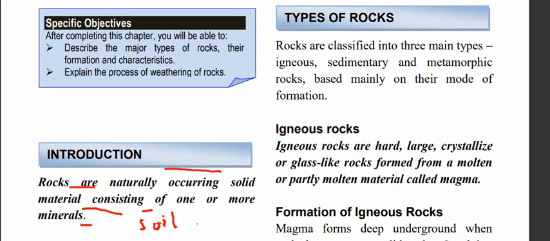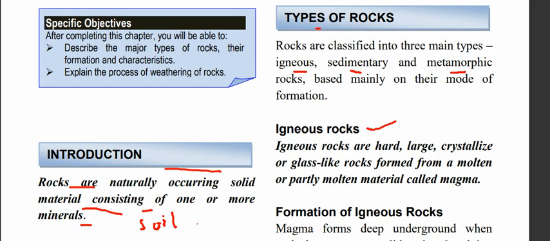Now let's move on to look at types of rocks. What are the types of rocks? We have three main types of rocks: igneous rocks, sedimentary rocks, and then metamorphic rocks. Rocks are grouped mainly based on the way they are formed. All right, so the first one that we are going to look at is igneous rocks.